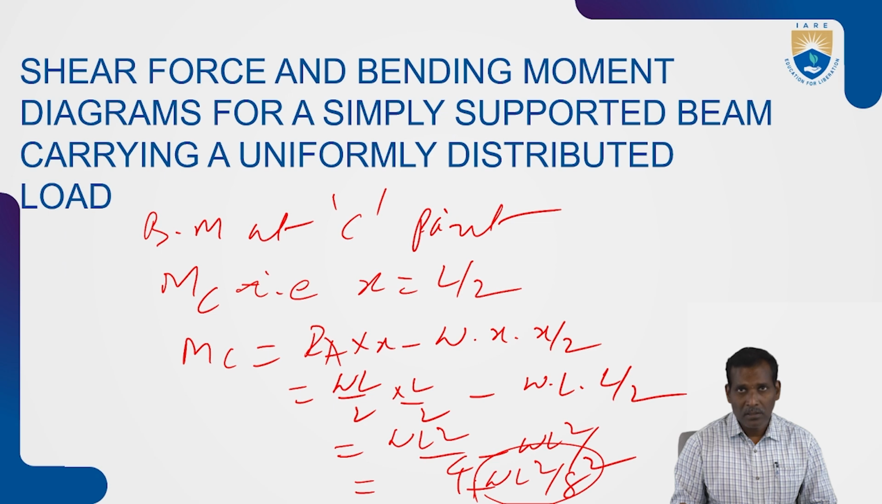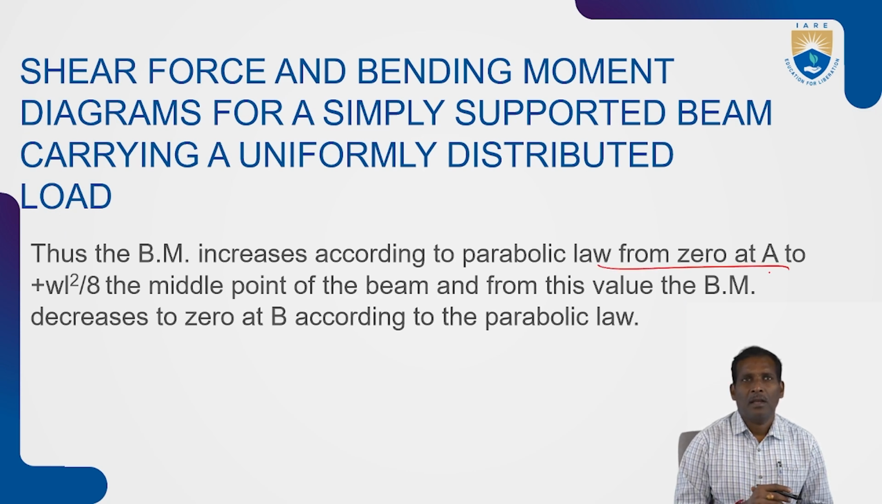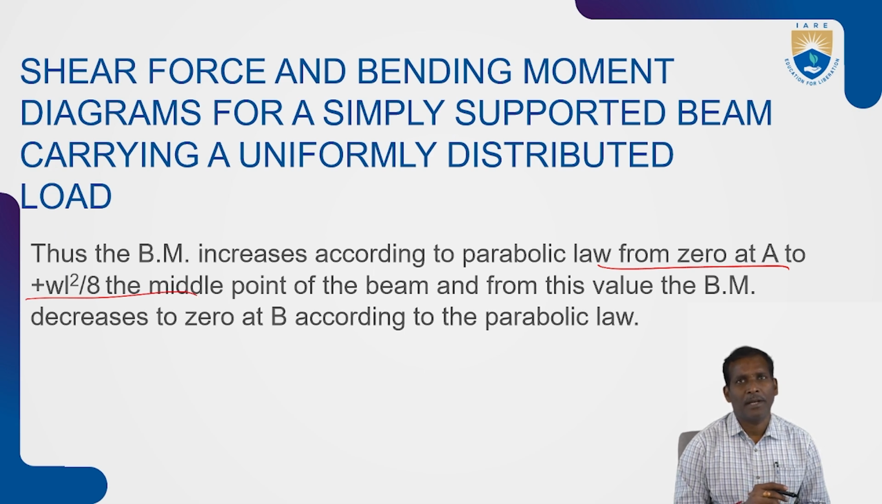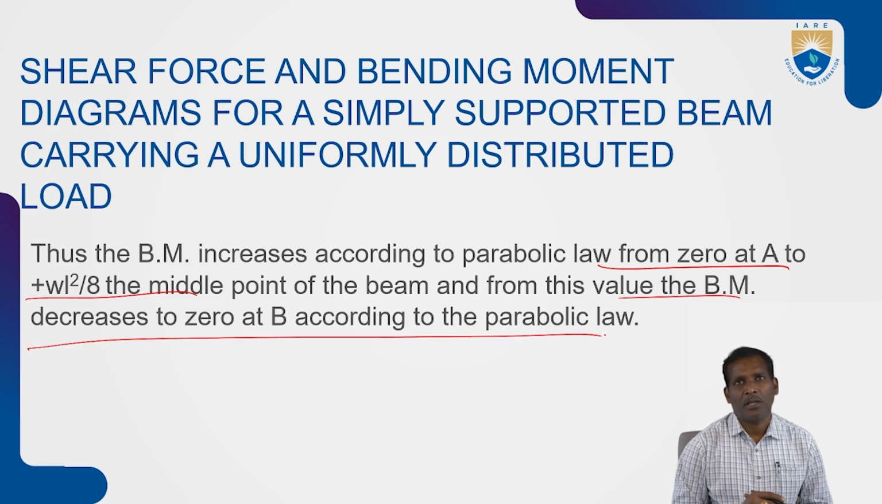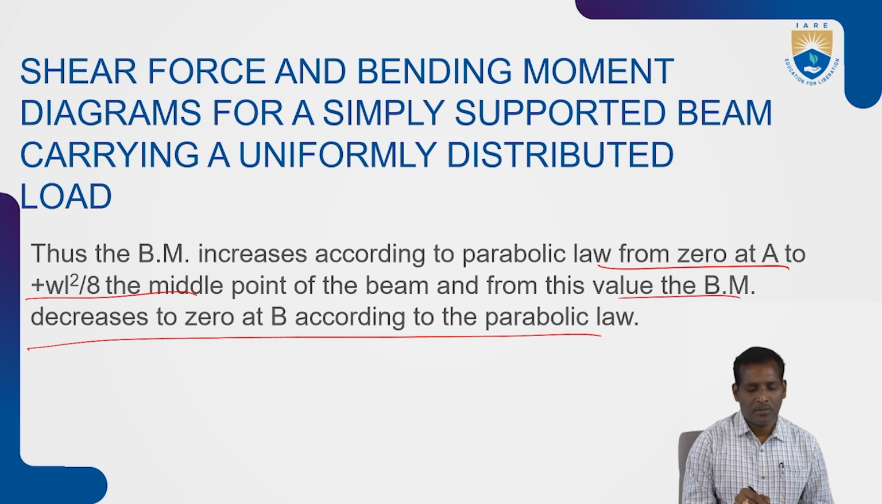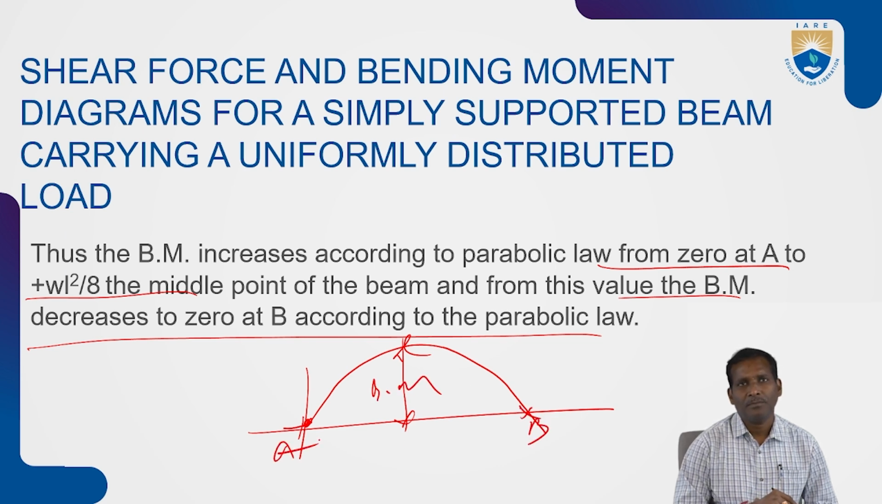So here the bending moment increases according to the parabolic law, 0 at A to WL square by 8 at the middle point of the beam. And from this value, the bending moment decreases to 0 at B according to the parabolic law. So at A point, 0, and then increases and again 0. So this is the maximum bending moment. So it means it follows parabolic law.